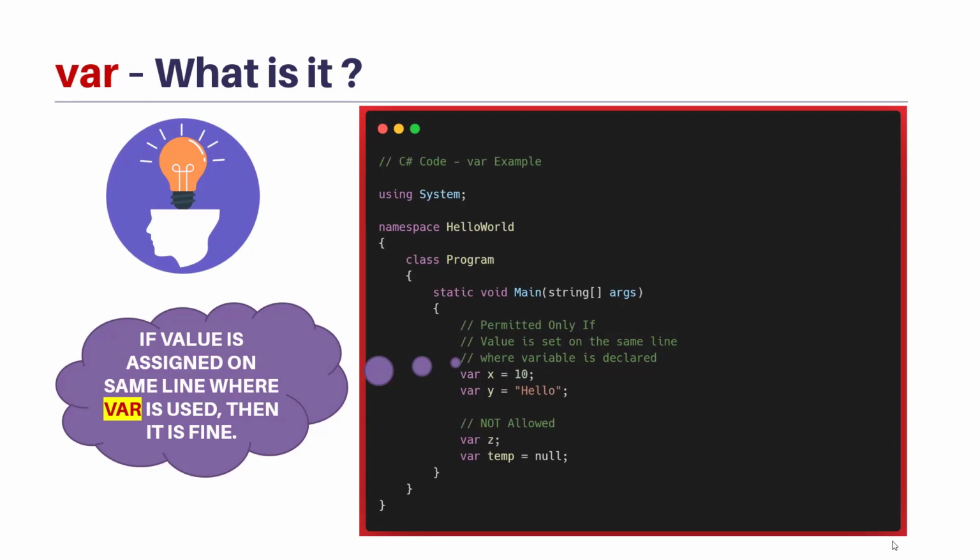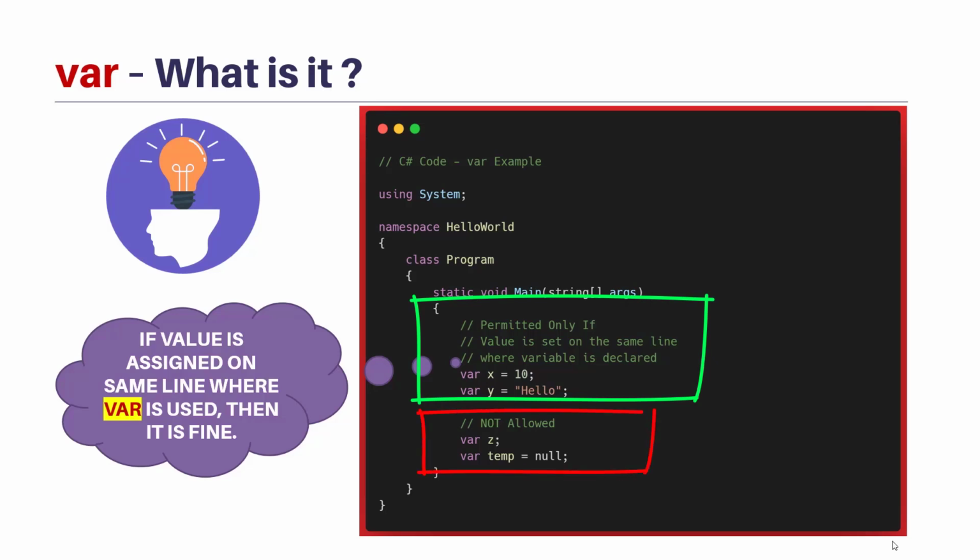So a variable declaration like var x = 10 or var y = "hello" is perfectly fine, but var z is not going to work. It will result in a compile time error.